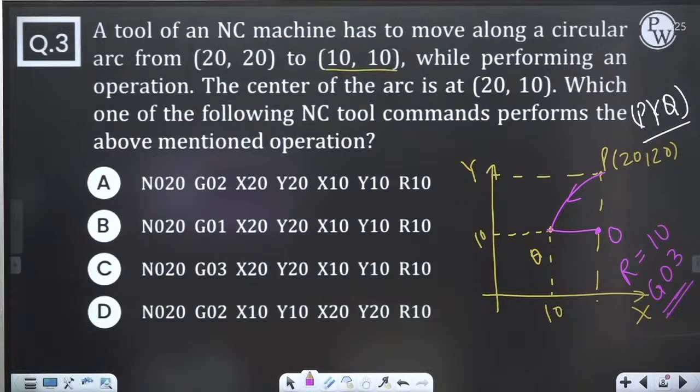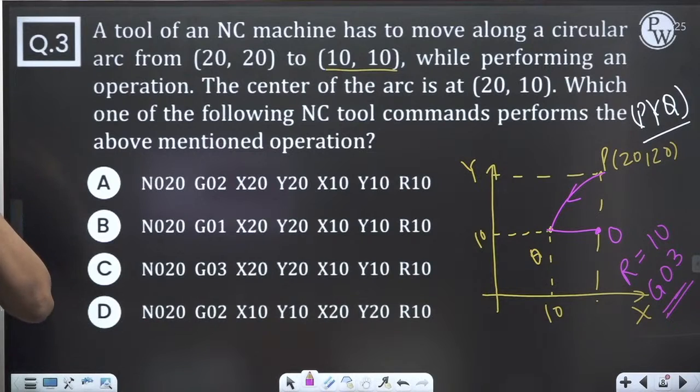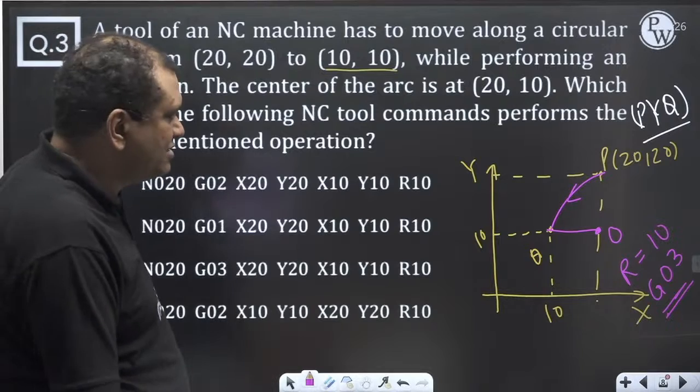No, not both sides. Rohit Rajput, I will explain. First of all, let us finish this. I will explain. Rohit has given a very valid question. I will answer that.